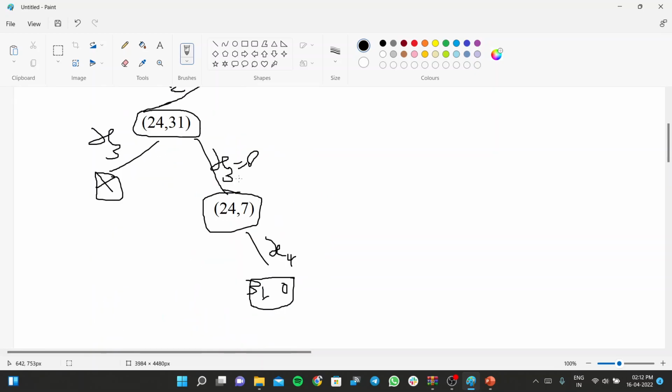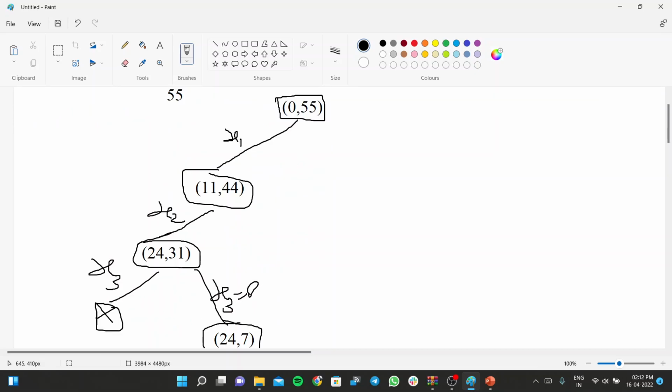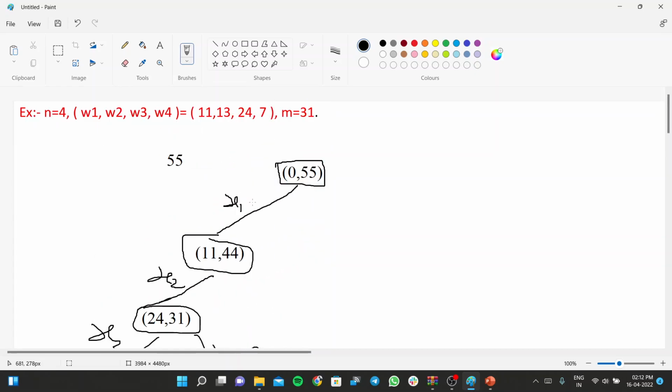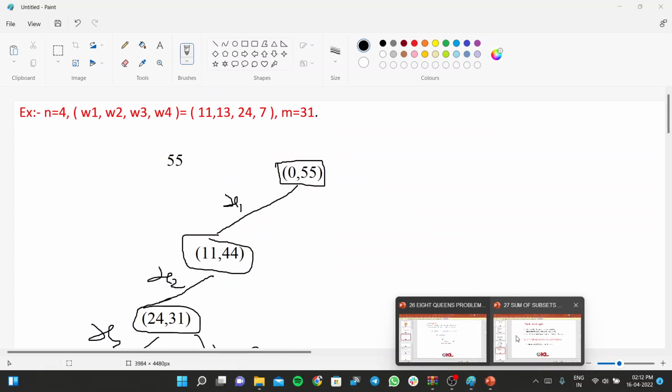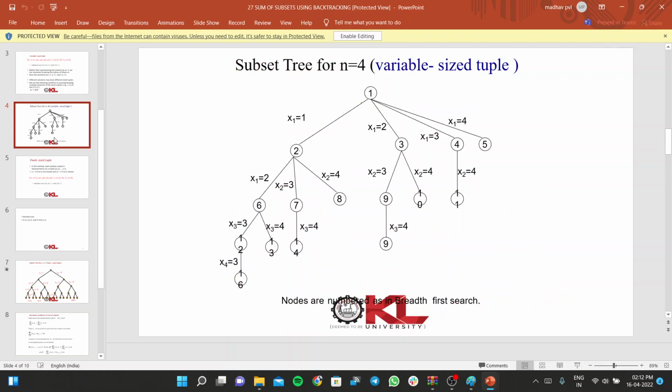This is one of the solutions in which you can add x1, x2 and x4. If you add x1, x2, x4, then this will give the required weight. So you can find as many solutions as required. Here it is showing just like this. Now you can write some graph like this, and then you can find out how many solutions are required.